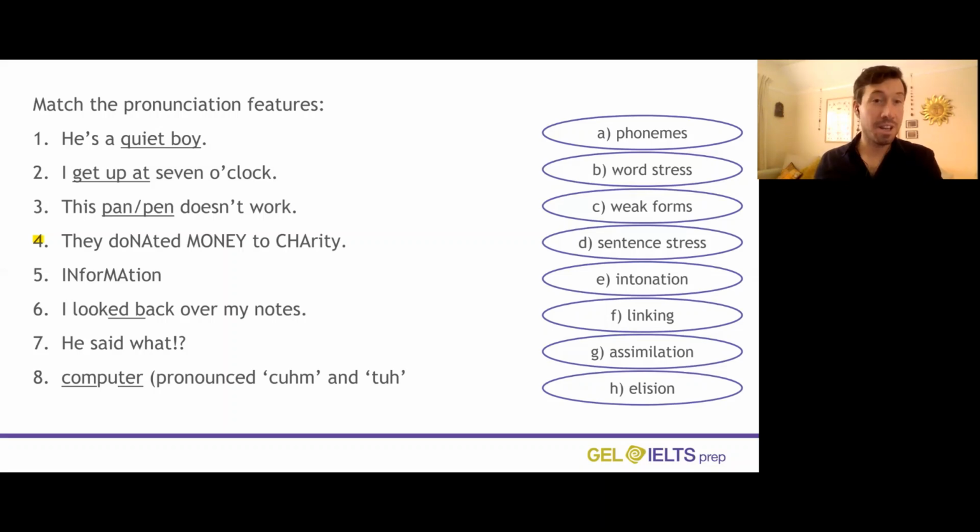Okay, well that one, they donated money to charity. That's looking at sentence stress. So these are the strong words or syllables in the sentence. So they donated money to charity. Those are the 3 strong parts or stressed parts of the sentence. Now look at number 5 and try to do the same.